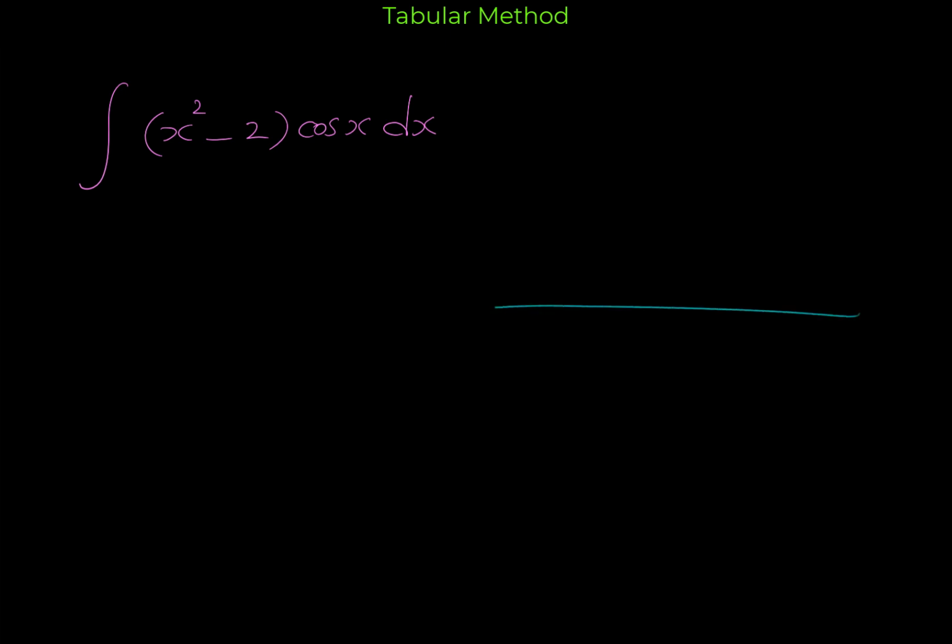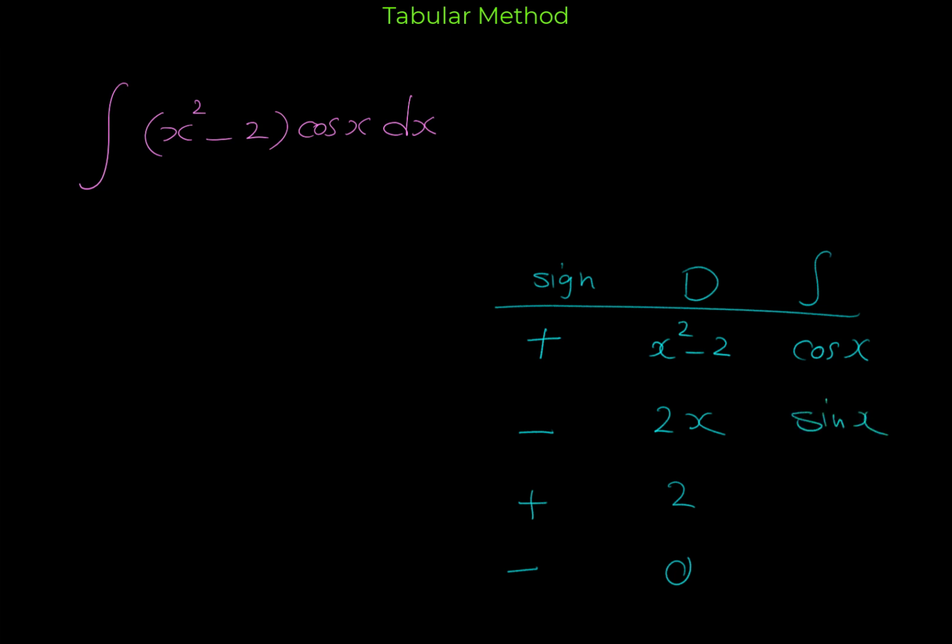Immediately we make our table. The sign goes here, then derivative and integral. x² − 2 goes here, the cosine x goes here, and don't forget plus, minus, and so on. Derivative of x² − 2 is 2x, derivative of 2x is 2, derivative of 2 is 0. Integral of cosine of x is sine of x, integral of sine is negative cosine x, and the integral of negative cosine x is negative sine x.